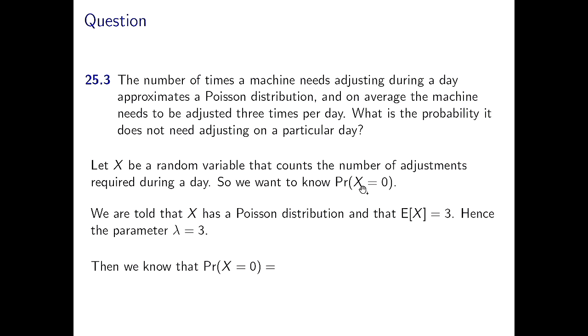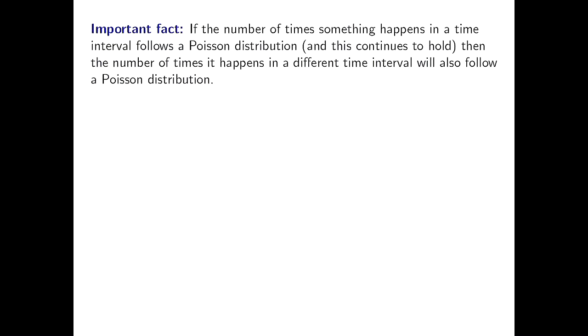Because we expect to have to adjust it 3 times. That's our lambda. So we want to know the probability that x equals 0, and just plugging that into the formula for the Poisson distribution gives us this. So this is e to the negative 3, which is about 5%. So you're not going to get too many days where you don't adjust the machine, even though you usually only adjust it 3 times.